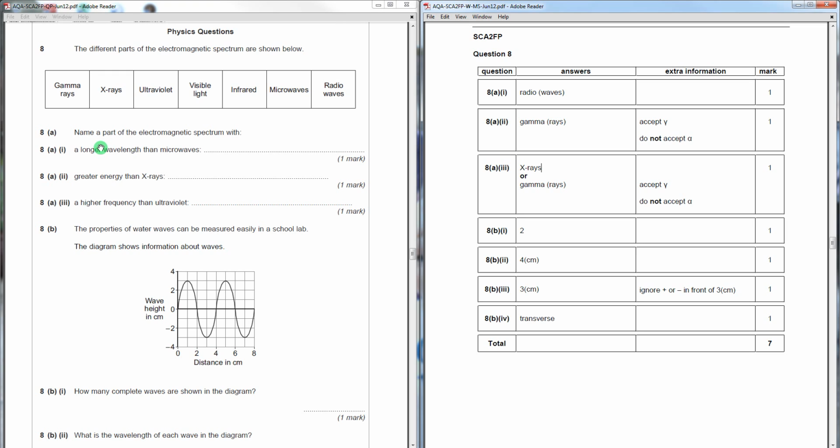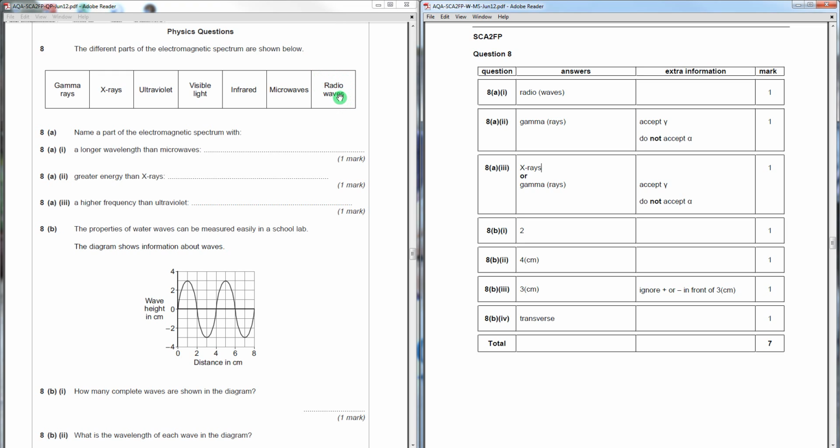name some specific parts of the spectrum. So name part of the spectrum with a longer wavelength than microwaves. Well, you have to remember which end of the spectrum is which. And there are 3 important things to remember here. That's energy, frequency, and wavelength.